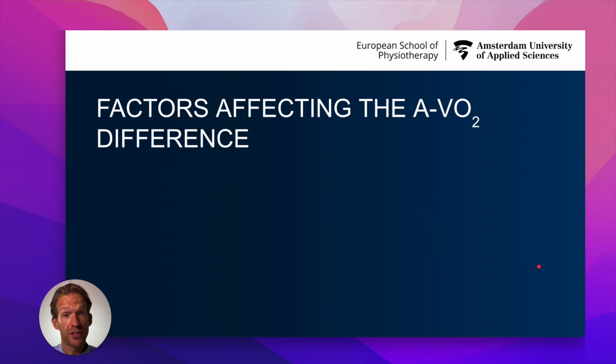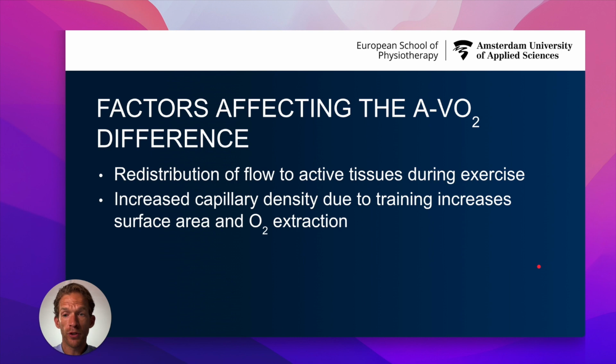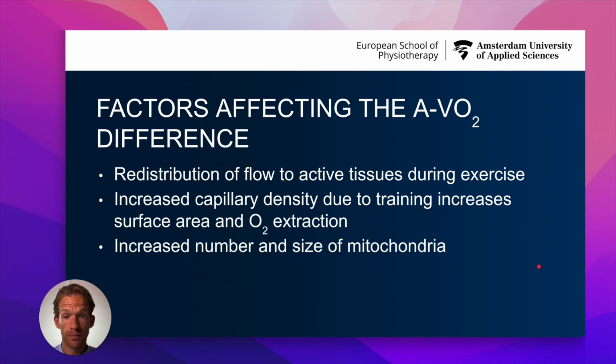So what are the factors that are influencing this AVO2 difference? Well, first of all, and most of all, it's the redistribution of blood flow. So blood is redistributed to active tissues, and that will allow the active tissues to make better use of all the O2 that's being delivered. The inactive tissues are at least shut down in terms of the blood volume that they deliver, so that more is available for the active tissues.